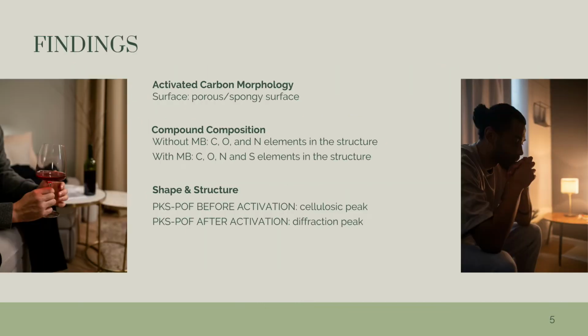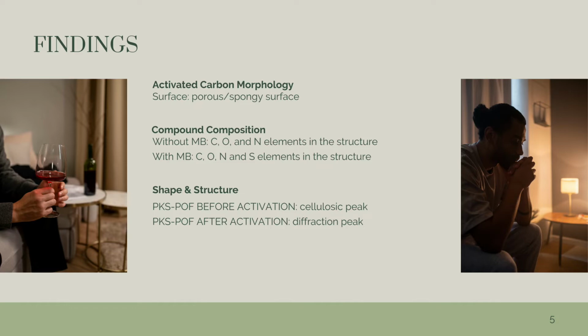Now let's move into the findings. For functional group, it can be seen that the raw PKS-POF activated carbon IR spectral has a strong peak at 3,840 until 3,360. It also has a strong peak at 2,340 cm. It means that there is the presence of alcohol and methylene group.